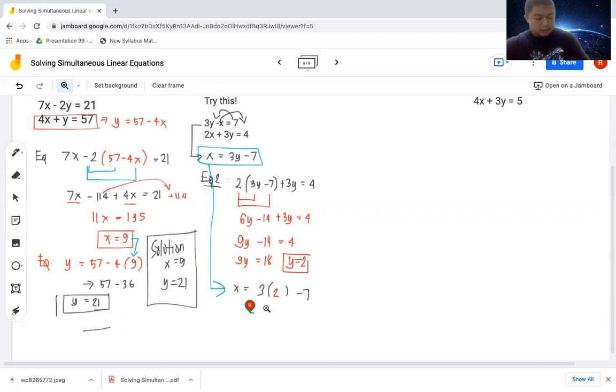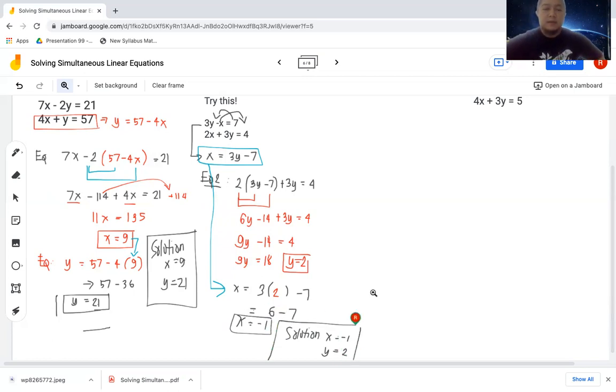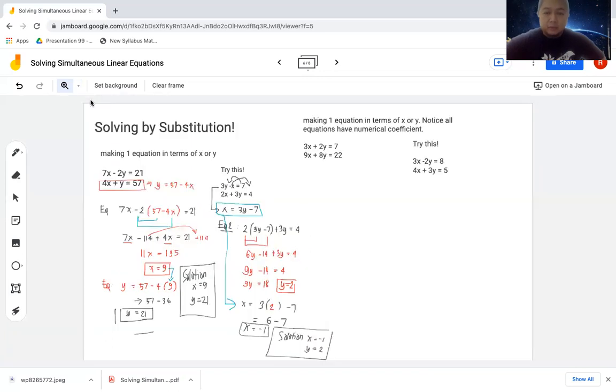So as you can see here, we just substituted this value here so that we can get the value of x. So this is going to be calculated as 6 minus 7, wherein x is equivalent to negative 1. So if x is equivalent to negative 1, then that would mean that the solution that you guys will have is x is equivalent to negative 1 and y is equivalent to 2. All right. Okay, so that's how it works.